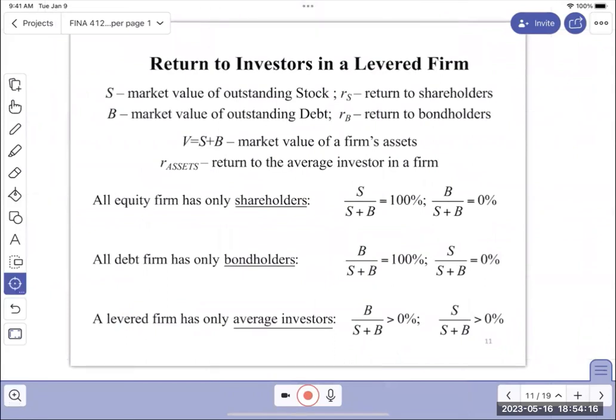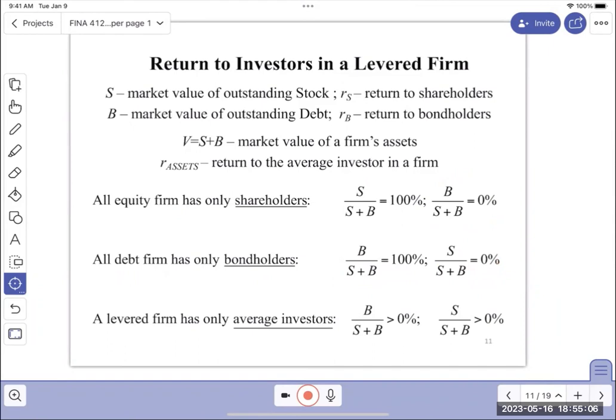So just a recap of my notation. What is the fraction, or the weight, of investment in equity if a firm is all equity? Well, the ratio S over S plus B, or S over V for value of the firm, is 100% S if it's an all equity firm and 0% in debt. If it's an all debt firm, it's the reverse. B over S plus B is 100%, and equity is 0%.